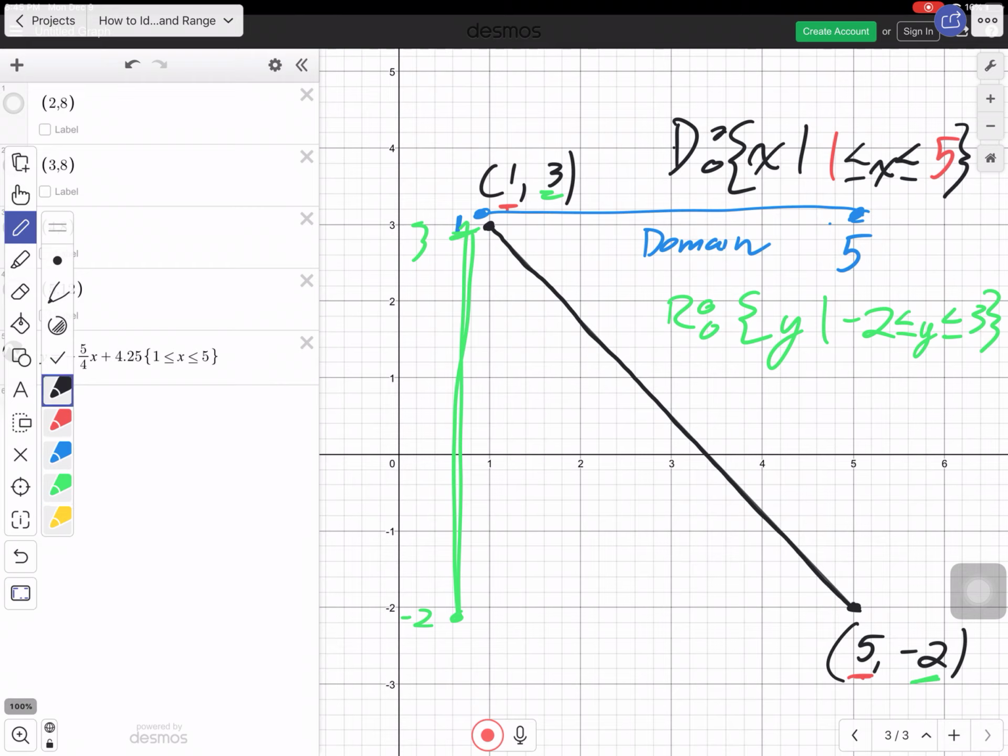Now, I'm going to show you I could technically write this the other way. I could say the domain is X such that 5 is greater than or equal to X, and X is greater than or equal to 1. Would that still be correct? That is still correct because my signs are pointing the other way.